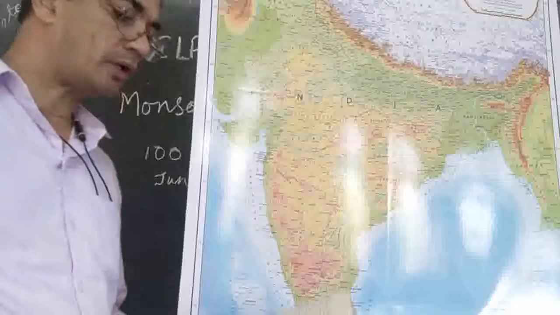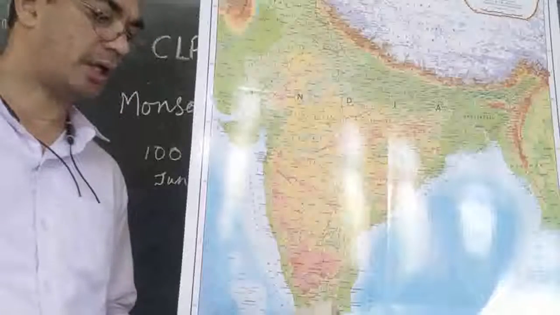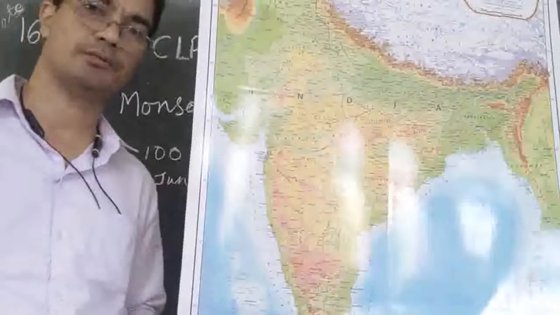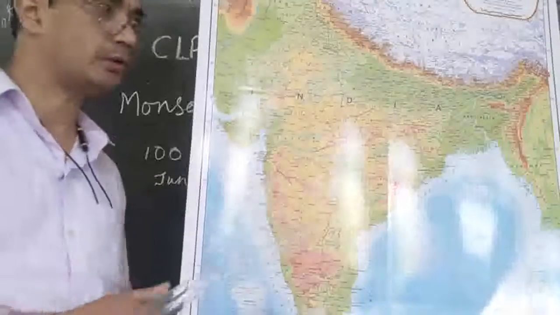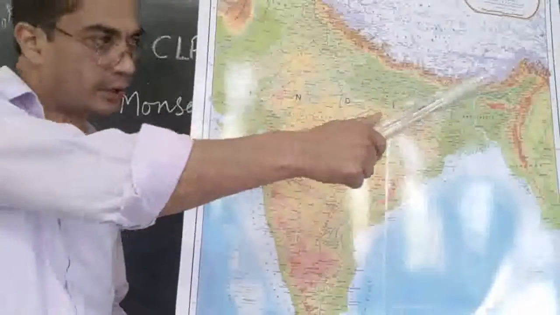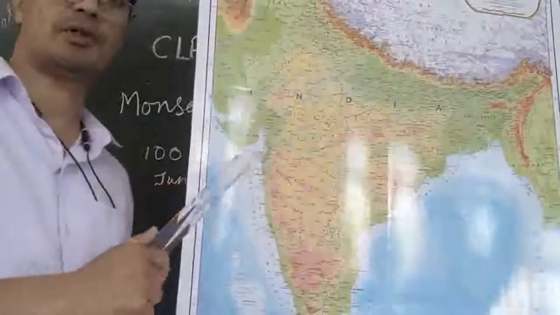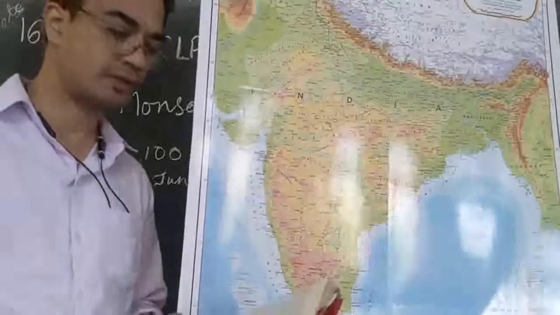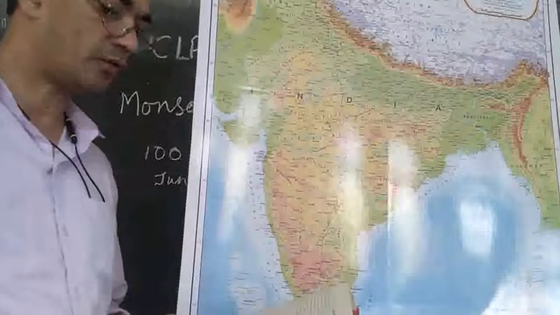The withdrawal of the monsoon begins in the northwestern states of India by early September. So at the beginning of September, the northwestern states will be deprived of this monsoon. The monsoon winds will be coming out from the northwestern states by the beginning of September.